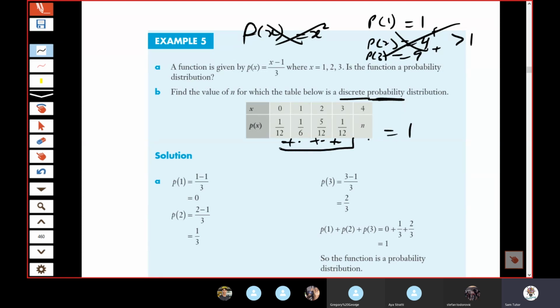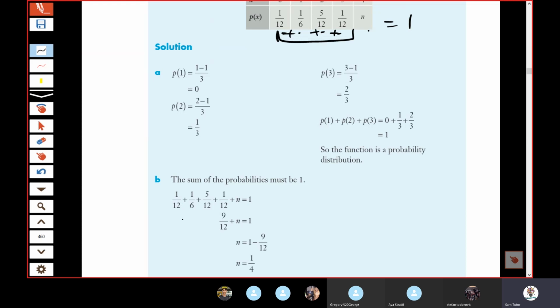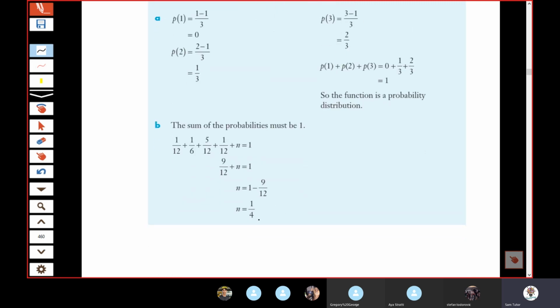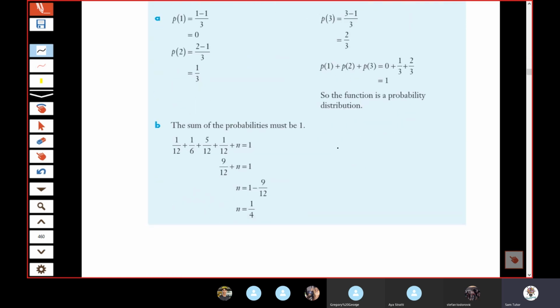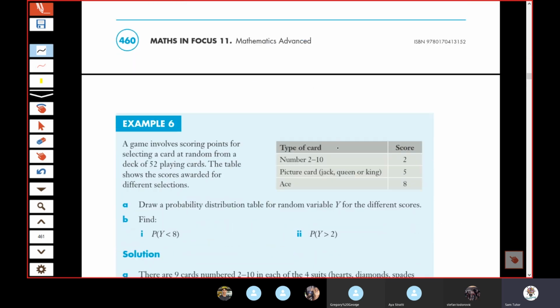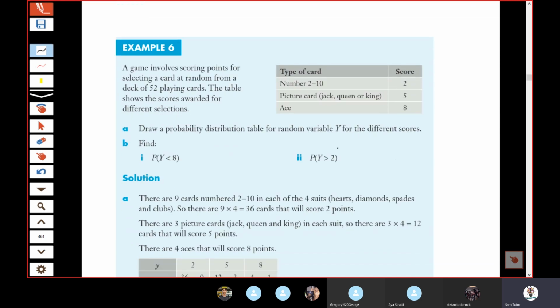So all I'm going to do is very simple math. You just add up all of this and then subtract it. So add it all up: 1/12 plus 1/6 plus 5/12 plus 1/12 plus n equals 1, and then 1 take away 9 over 12 equals a quarter. Now you know n becomes a quarter. Okay, any questions there? Okay, I'm going to move on.